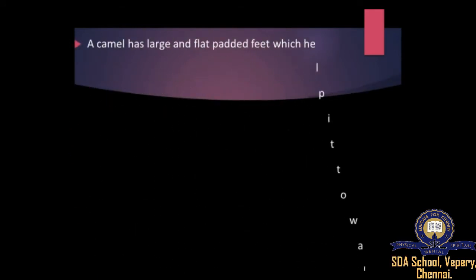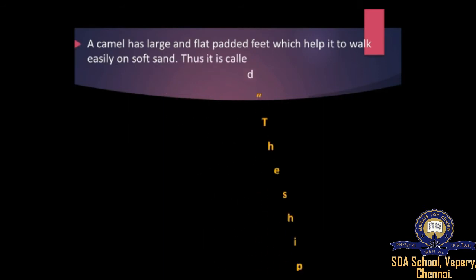A camel has large, flat, padded feet which help it to walk easily on soft sand. Thus it is called the ship of the desert.